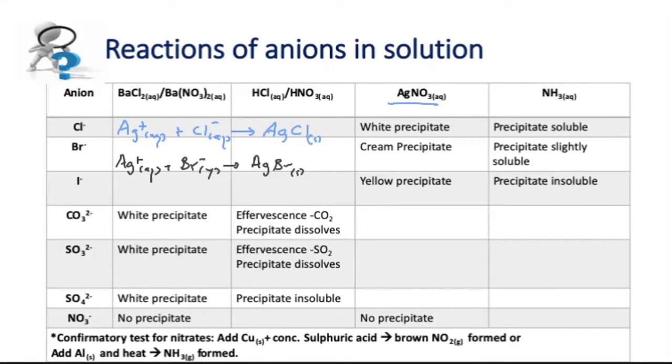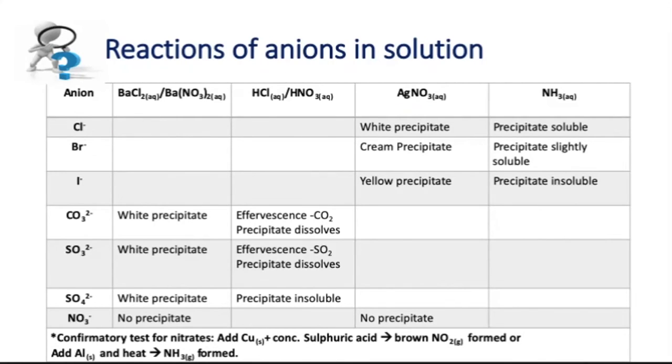We have to note that the precipitate for silver bromide is cream and it is slightly soluble in excess ammonia. The precipitate for silver iodide is yellow and it does not dissolve in aqueous ammonia. So that is pretty much it for the test for our halides: silver nitrate followed by aqueous ammonia. That's it.